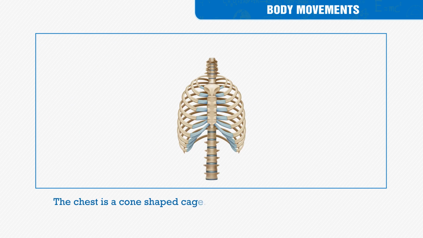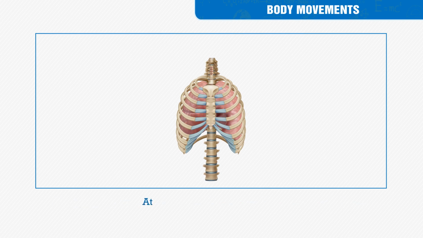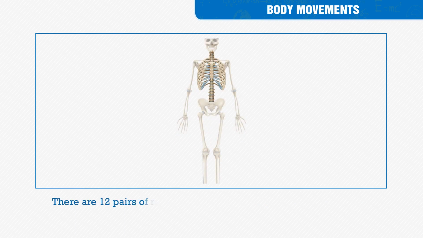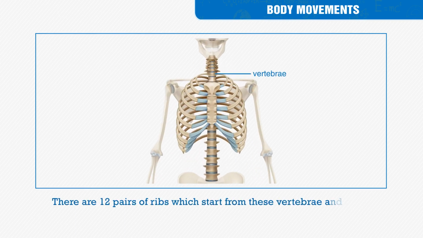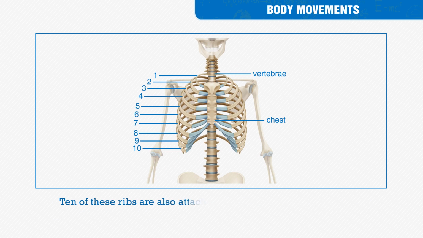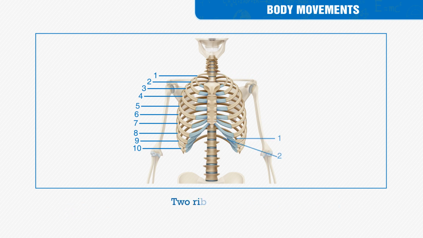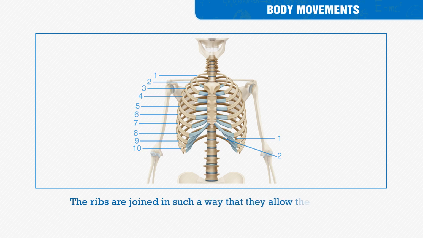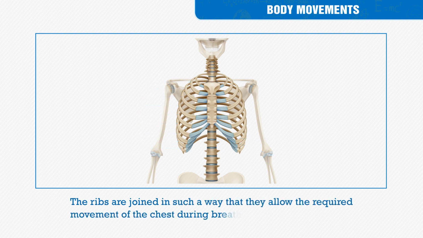Rib cage. The chest is a cone-shaped cage. It encloses the heart and the lungs. At the back are the vertebrae. There are 12 pairs of ribs which start from these vertebrae and curve around the front of the chest. 10 of these ribs are also attached by cartilage to the breastbone at the front. 2 ribs are free. The ribs are joined in such a way that they allow the required movement of the chest during breathing.